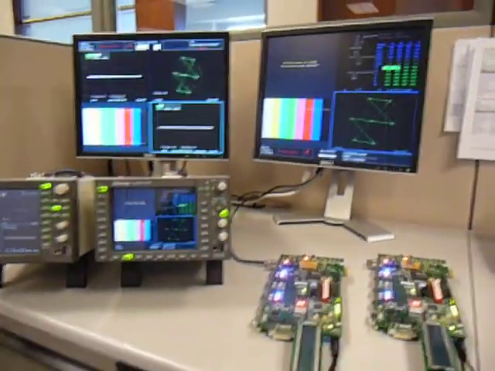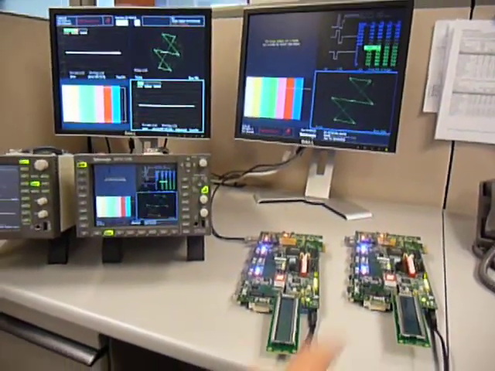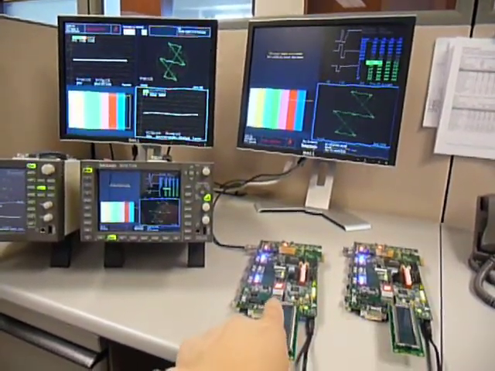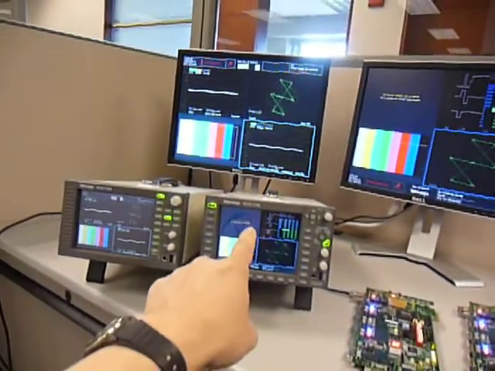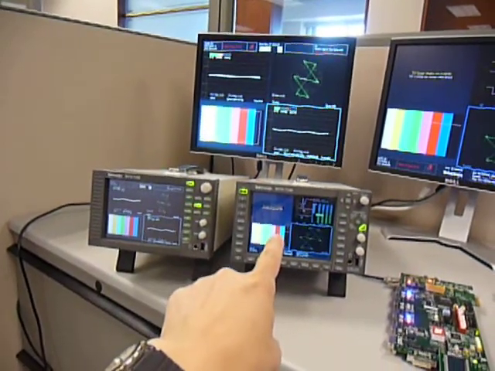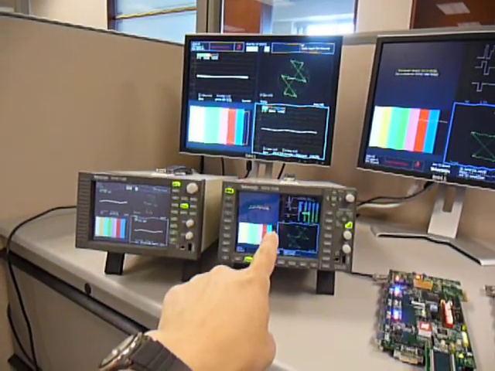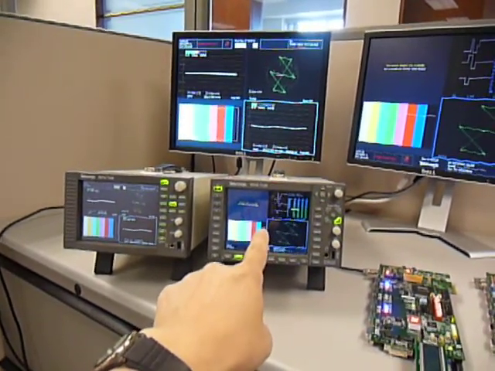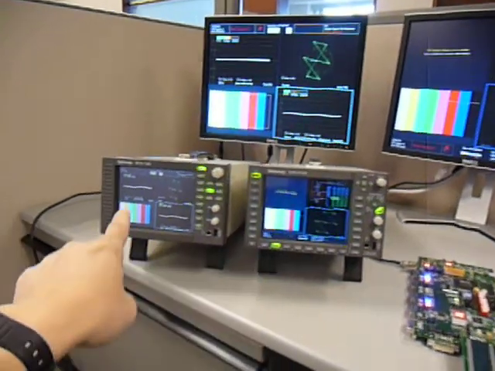Hi, this is the Lattice Tri-Rate SDI demo. In this demo, we are using two VPP boards, ECP3 VPP boards, and two Tektronix waveform monitors. This one is for 3G, SD, and HD, but this one only measures 3G jitter.